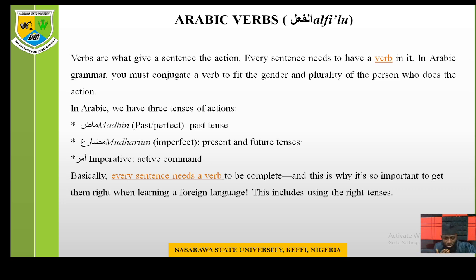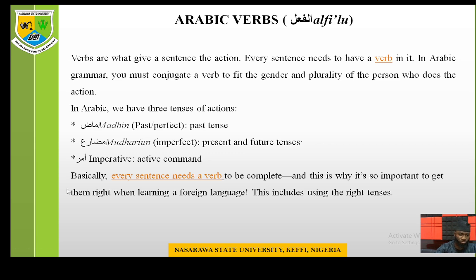So when you compare this to the Arabic language, we only have fi'l madi or mudari or amr, which is past tense or perfect tense, and then fi'l mudari, imperfect or present and future tense, or fi'l amr, which means active command.